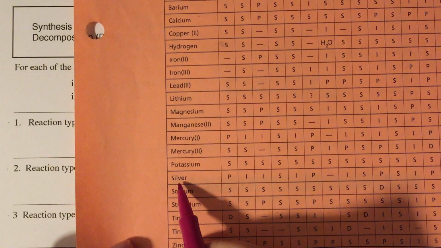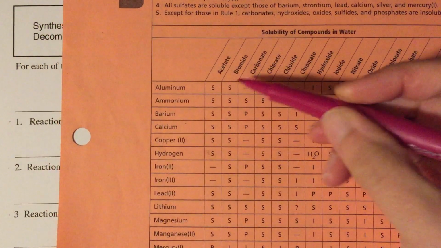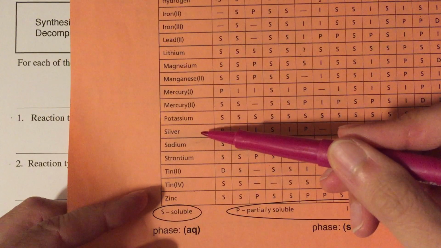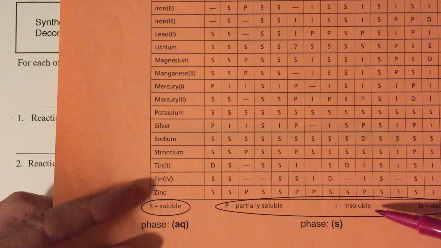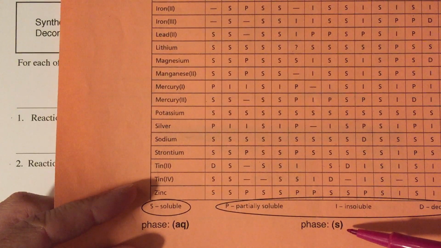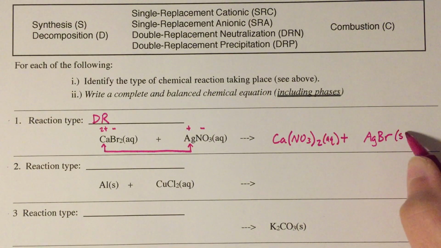And then silver bromide. Here's silver. And bromide is this one. Sorry, you couldn't see that. So silver bromide is here, which is an I, which means insoluble, which means solid. So the phase is solid for AgBr.